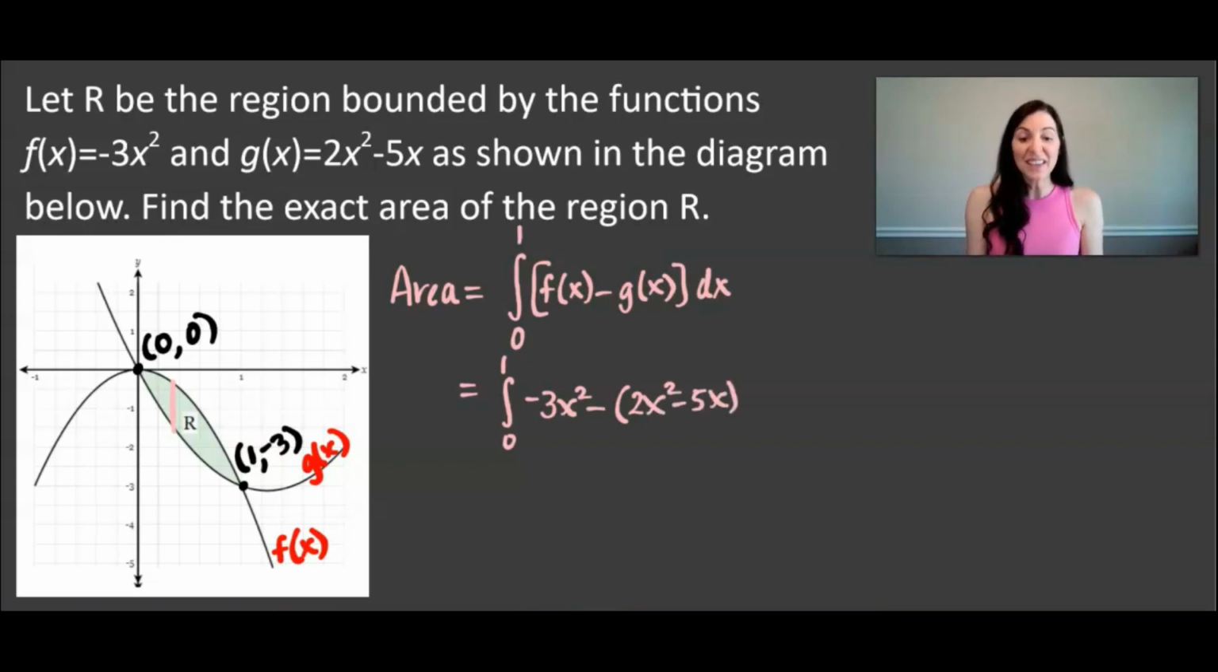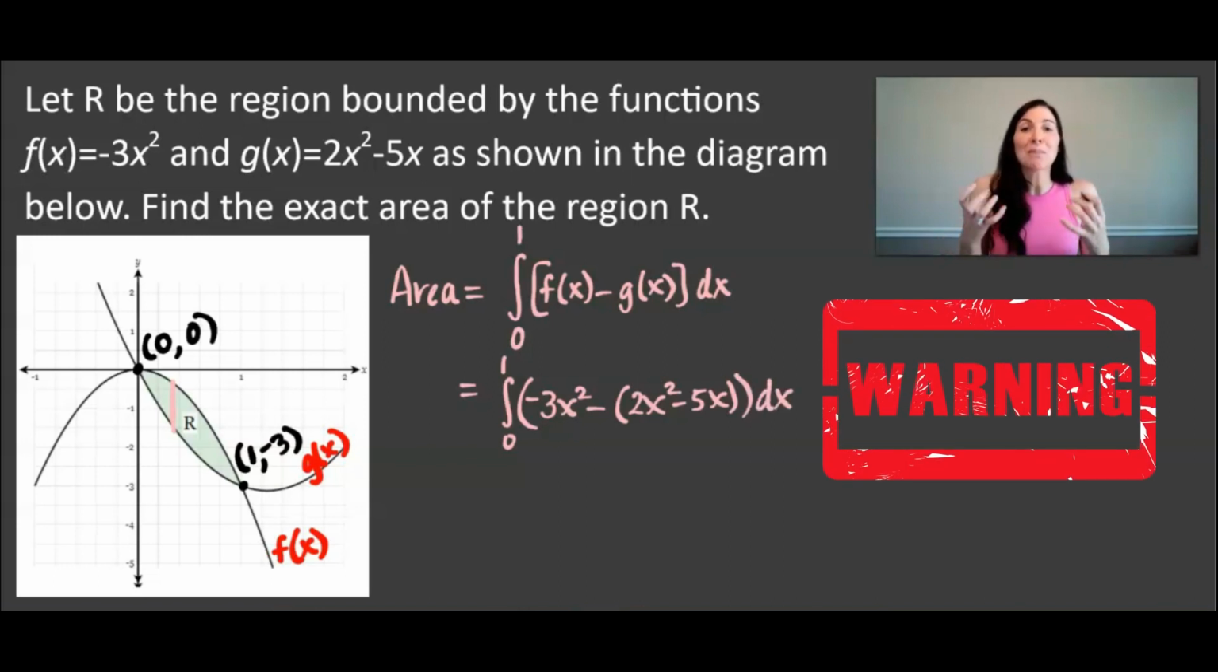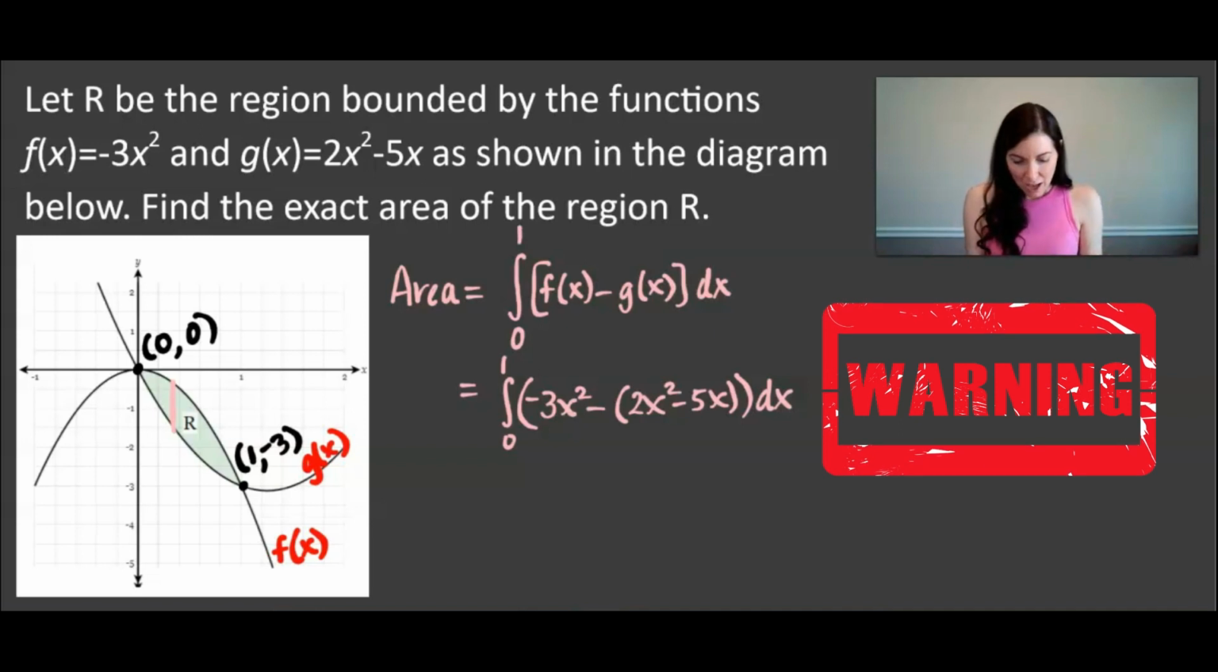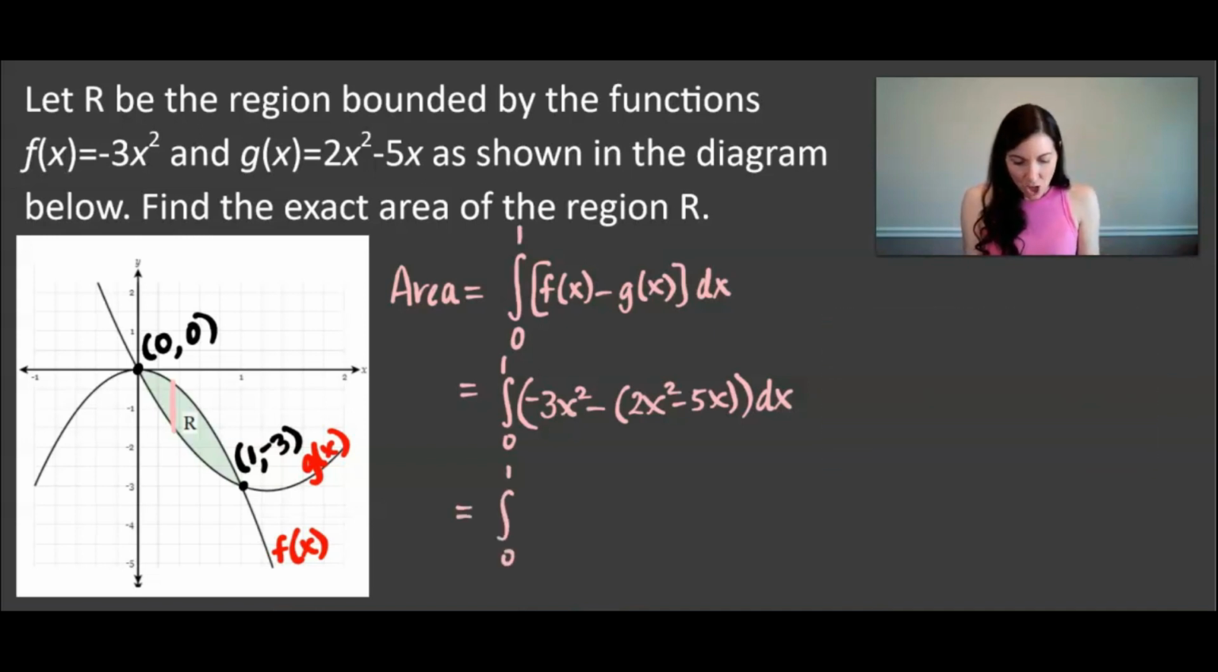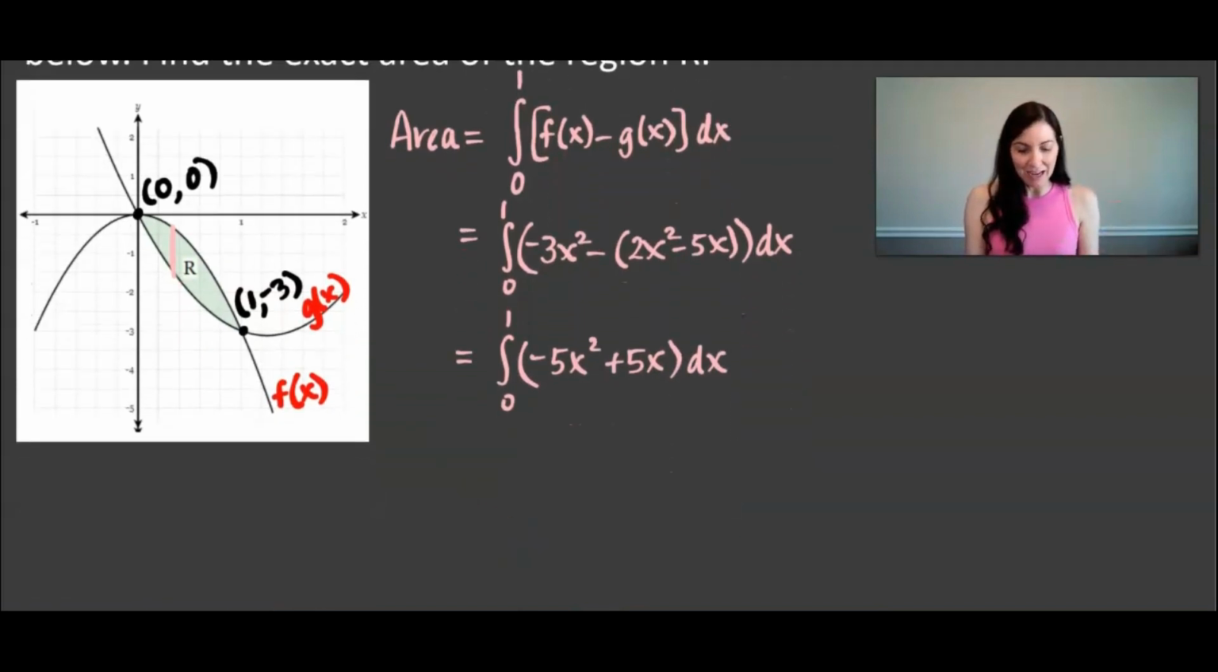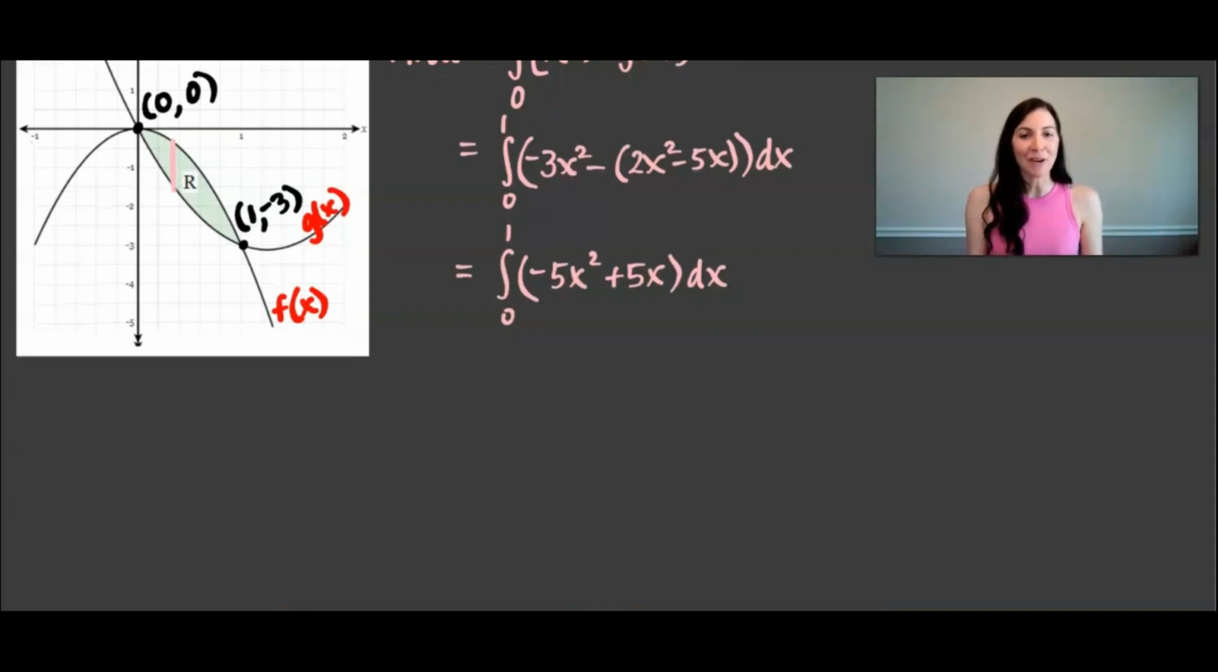Notice I put parentheses there. That is definitely a mistake that a lot of my students make, is they forget to put the parentheses around the second function, because when you go to simplify, you will need to distribute that negative to both terms to get a simplified function of negative 5x squared plus 5x. I anticipate that if I were grading some papers right now, I'd see a lot of minus 5x for students who forget to distribute that negative. From here, we're ready to integrate.